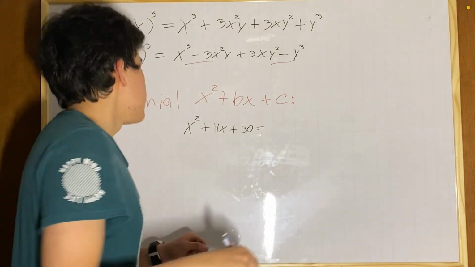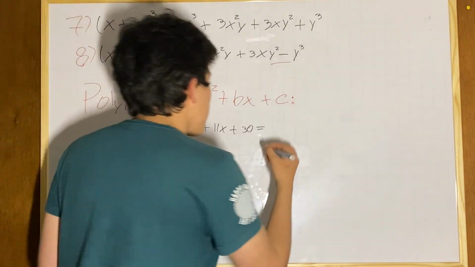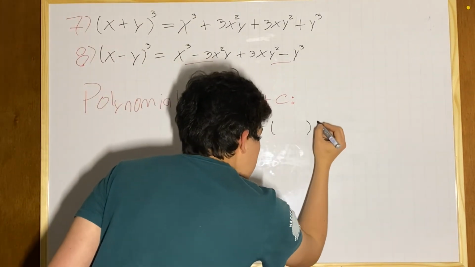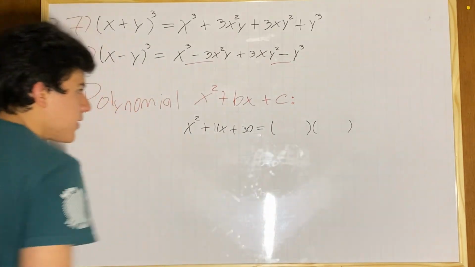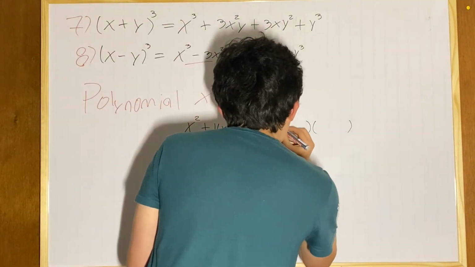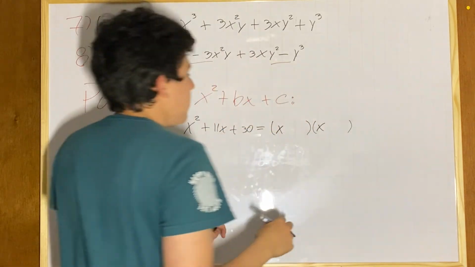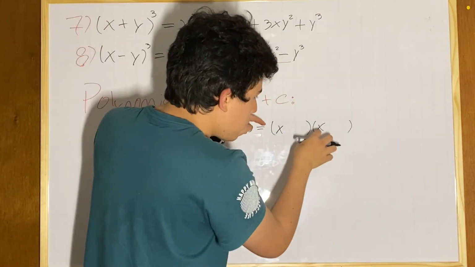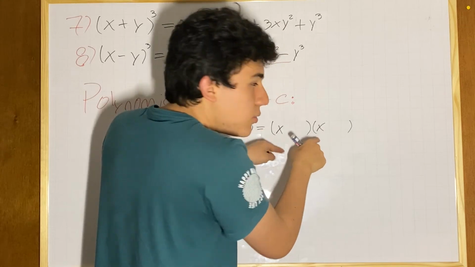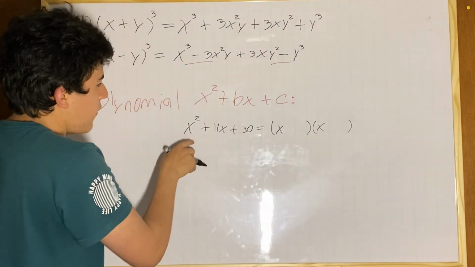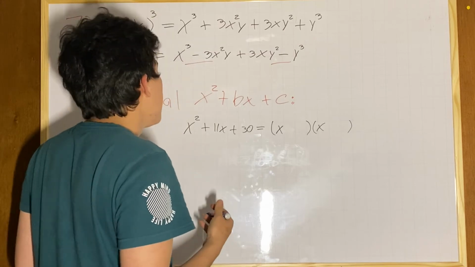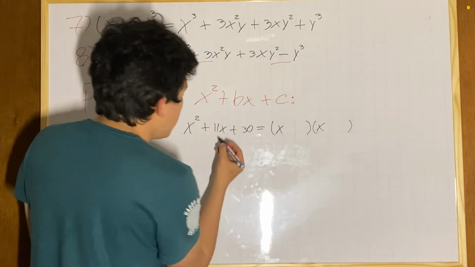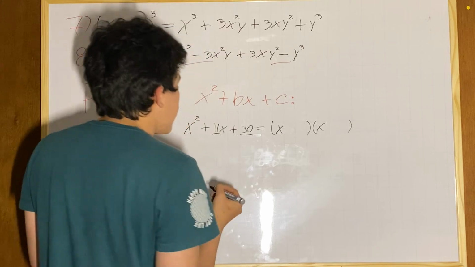Here's what you need to do. You're going to open two parentheses when you have a polynomial like this. You need two parentheses, and you're going to write x on both of them. Because think about it, eventually these two would multiply, and you have an x squared right here. So you need to multiply x times x.